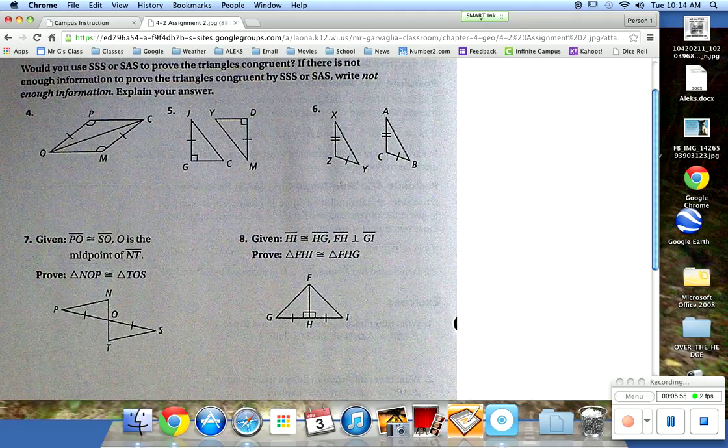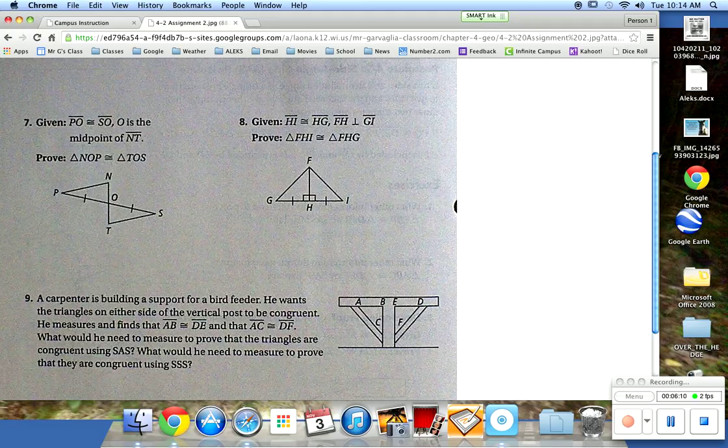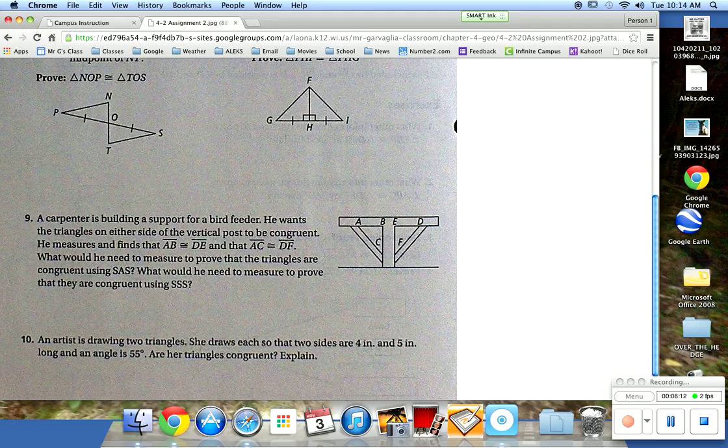All right. 4, 5, and 6. Tell me, they're congruent by what method? Side, angle, side, or side, side, side? All right. Don't worry about 7 and 8. But I want you to do 9 and 10.